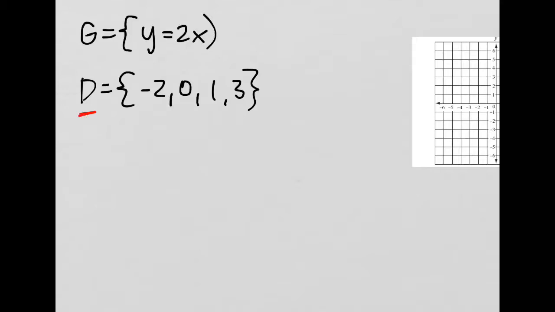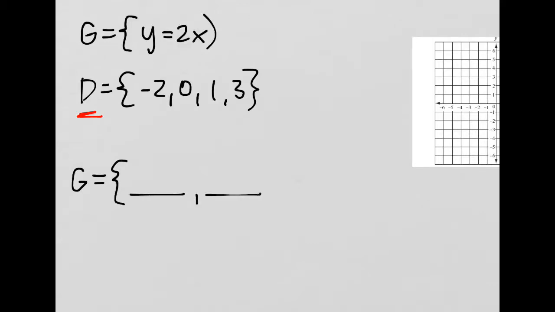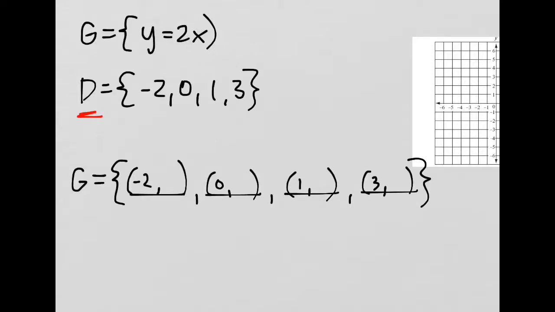Well, what do I know about the domain? I know the domain are all my values of x, right? So I know that I'm going to have some list of ordered pairs, and I'm going to have 4 of them. There's going to be 4 points in this relation, and I know that my x's are -2, 0, 1, and 3, right? I just don't know what the y's are that go with it. Does that make sense so far? I pulled that straight from here and plugged them into that ordered pair.